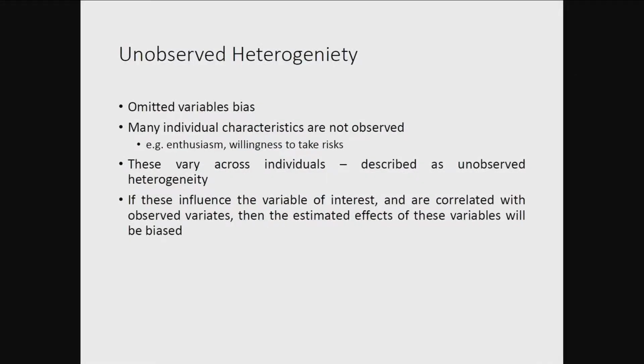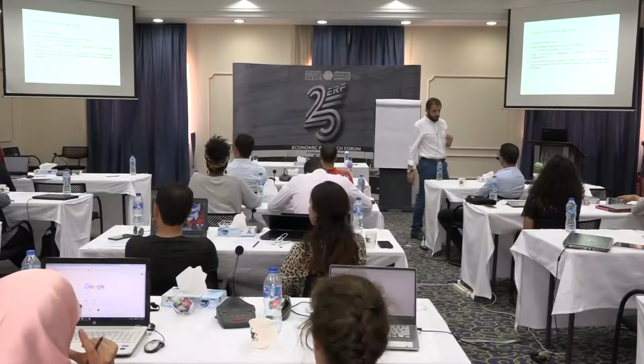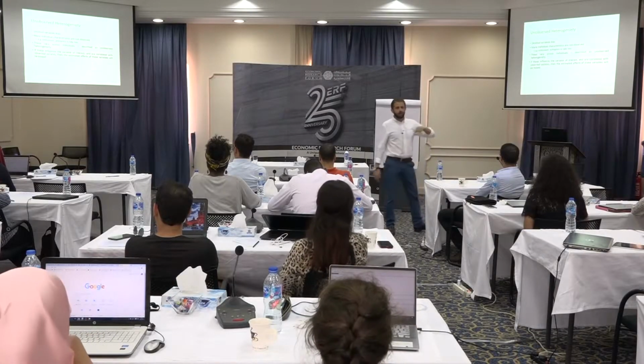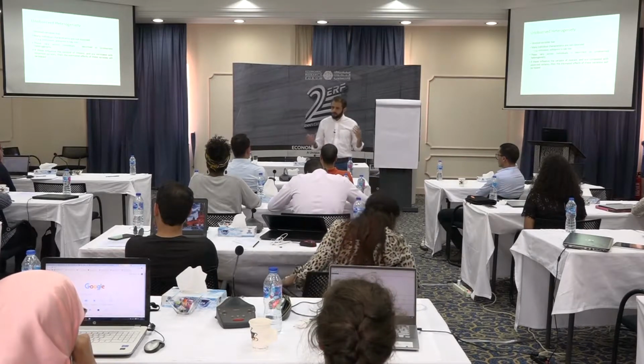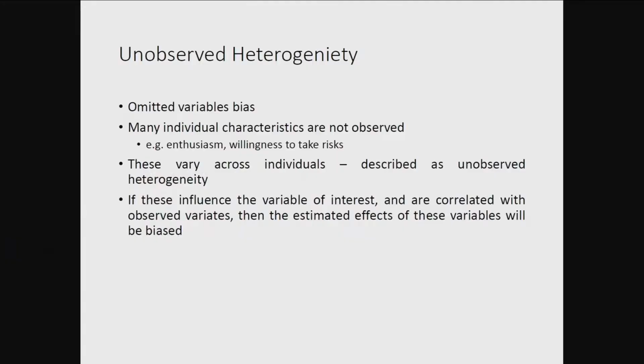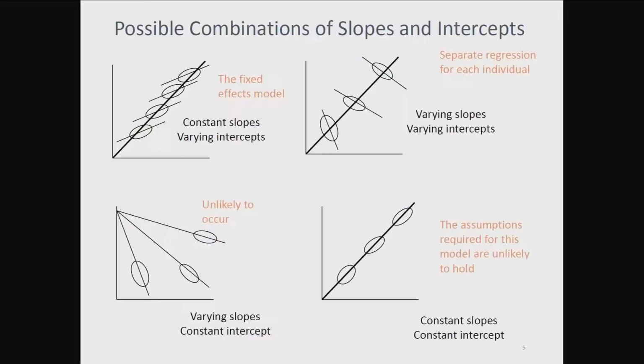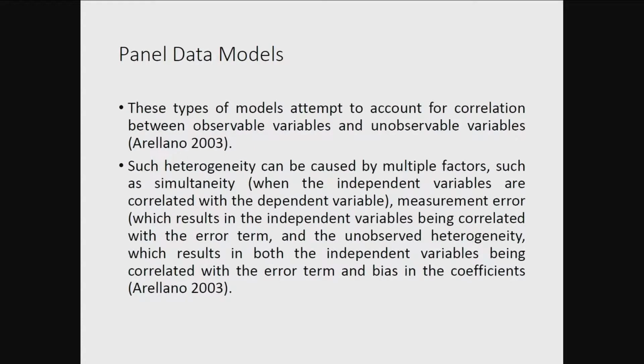So if these individual characteristics that are not observed have an influence on my variable of interest and are correlated with the explanatory variables, this means that we're going to have a correlation between my error term and the explanatory variables. And in this case, the condition of strict exogeneity is not satisfied. And this is why our results will be biased. So the main idea of panel data estimation is to control for the unobservable characteristics.